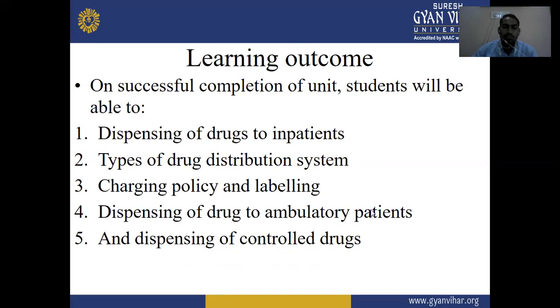Learning outcomes of the drug distribution system. On successful completion of the unit, students will be able to understand dispensing of drugs to inpatients, types of drug distribution systems, charging policies and labeling, dispensing of drugs to ambulatory patients, and dispensing of controlled drugs. These are the learning outcomes of the drug distribution system.